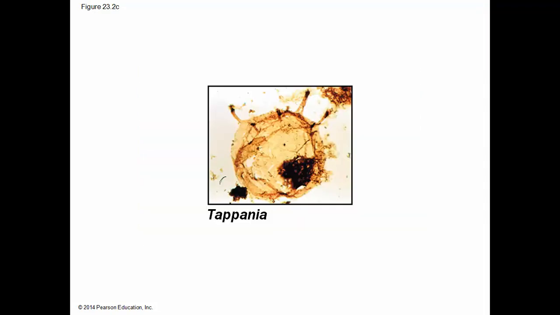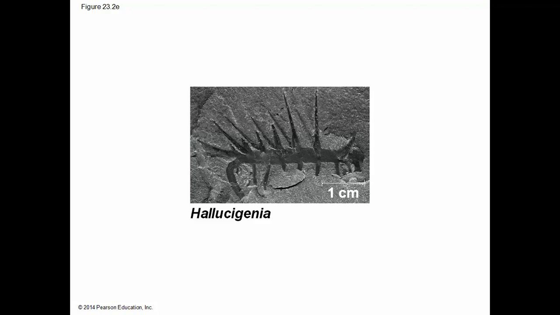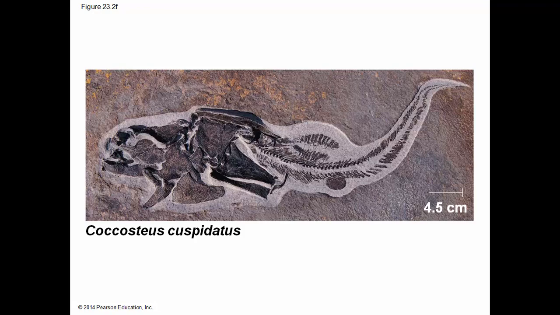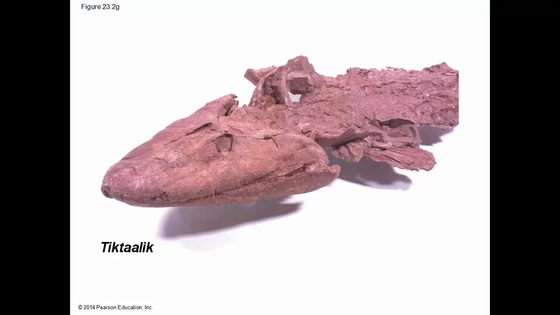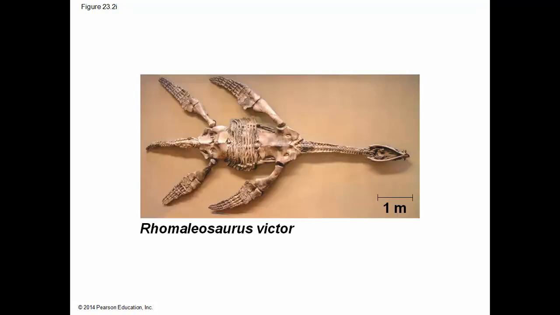Here's Tappania, one of the first eukaryotes. Dickinsonia costata, one of the first multicellular organisms. Hallucigenia, a multicellular organism that's baffled paleontologists. Coccosteus, the placoderm, the vertebrate fish-like animal with bony plates around its head and thorax. Tiktaalik, the progenitor of all tetrapods, the ancestor of four-limbed or terrestrial organisms. Dimetrodon, the animal that is more closely related to mammals than to reptiles. And Romulosaurus, the plesiosaur.